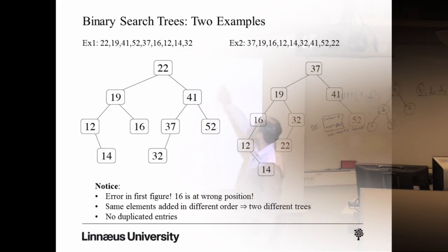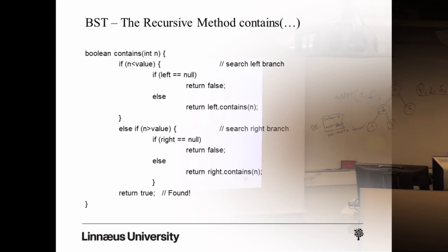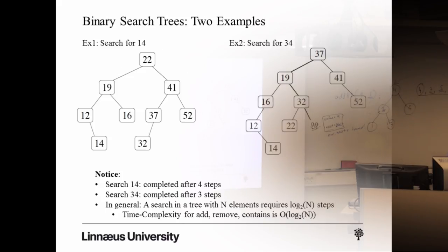Another important thing to notice here is that we have the same values in these two trees, but if we change the order in which we add the elements, we get two different search trees. The structure of this tree is different from the structure of the other tree. And usually we don't have duplicate entries. So if you try to add a duplicate, it should be ignored in a binary search tree. The contains method we already have looked at. And then, this is an example.